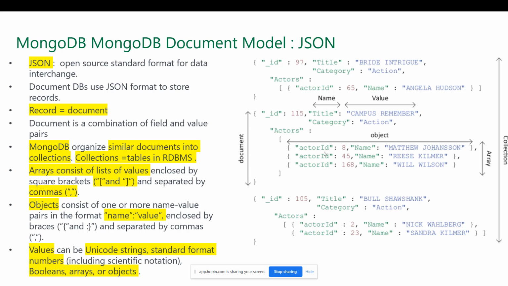An array consists of a list of values enclosed by square brackets. You can see it here, we have square brackets, this is an array. An object consists of name-value pairs, formatted by name and value. So you can see this is an object, this is an object, and this is the separation between the objects. The value here can be Unicode strings, numbers, Boolean, array, or objects. So you can see that the value here can be an integer, can be a string, etc. So this is collections, name, value, objects, array.